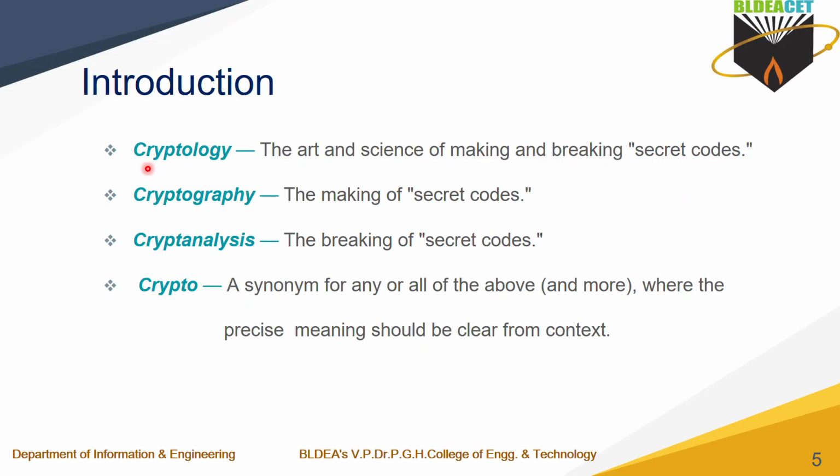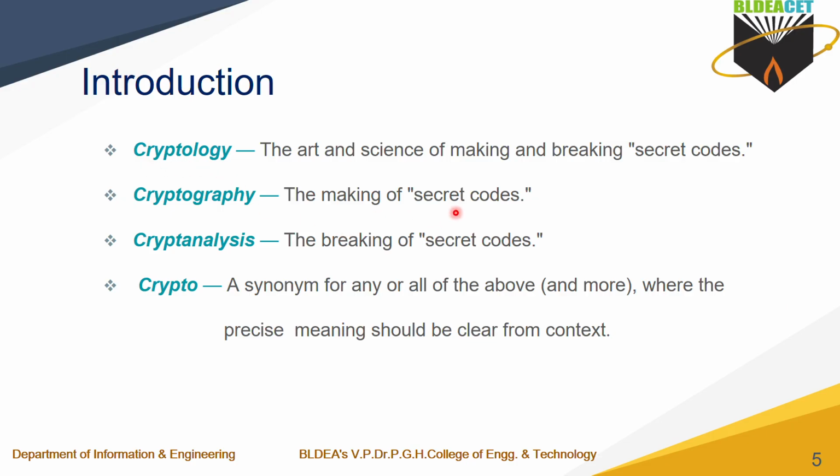First we'll see what cryptology actually is. Cryptology is the art and science of making and breaking secret codes. As I told, this is information and network security. Here we need to provide security during communication and during transmission through the internet. To provide the security, we need to send the information in such a way that it must be secret. To provide that security, you can use a secret code with the help of art and science. That concept we call cryptology.